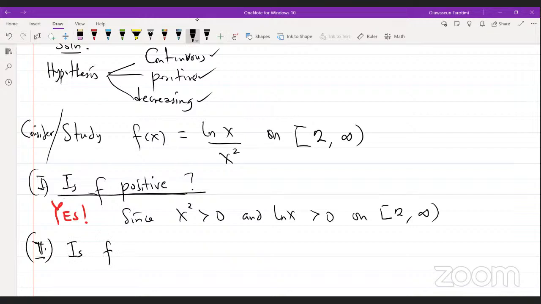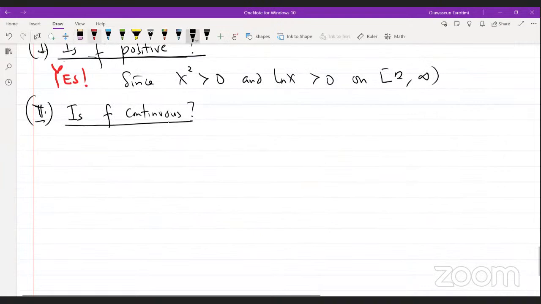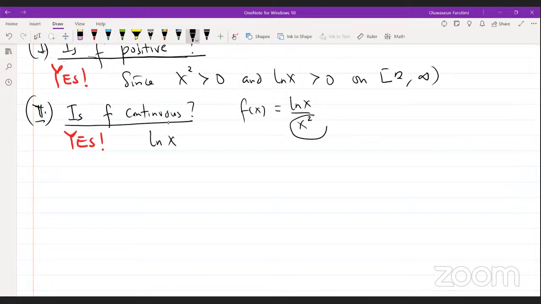Now let's answer a question of continuity. Is f continuous? What do you think? I think I already gave the hint the other time, so it's yes. Now why? Let's remind ourselves that f of x is just ln of x over x squared. Why is it continuous? What's the numerator? ln of x. The one on the bottom is always continuous, because it's a polynomial.